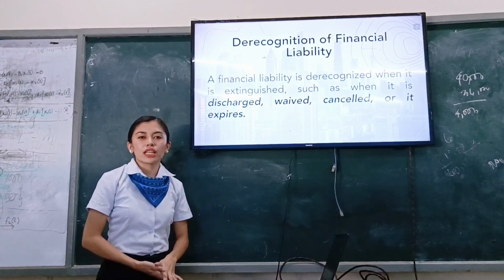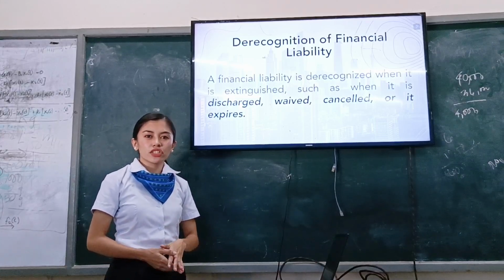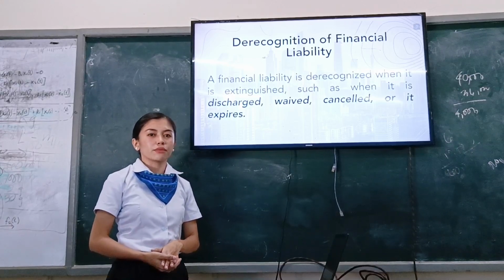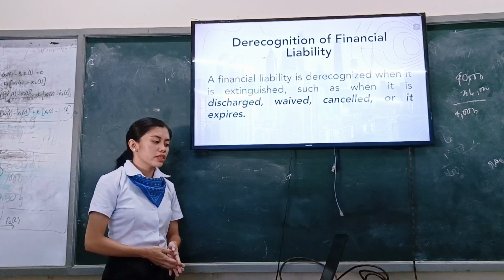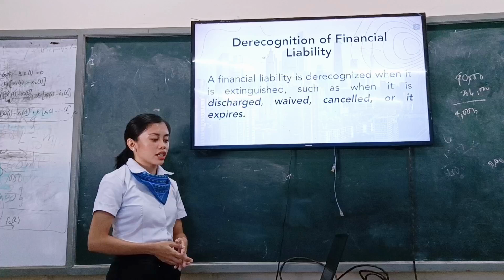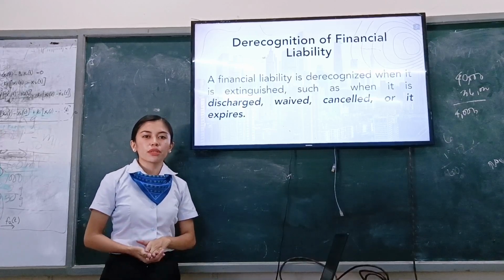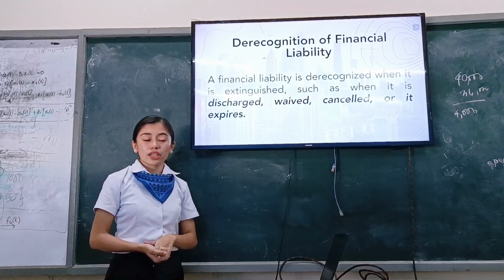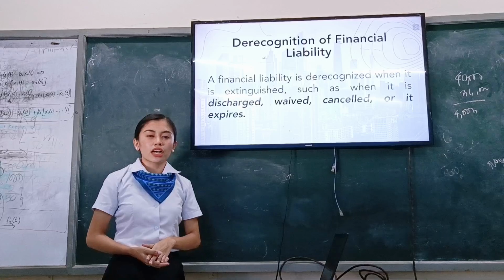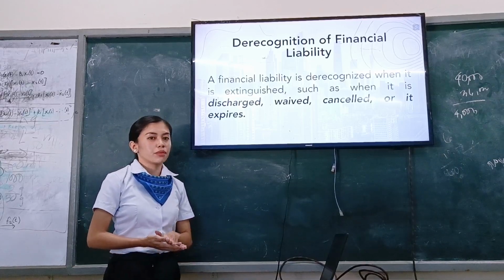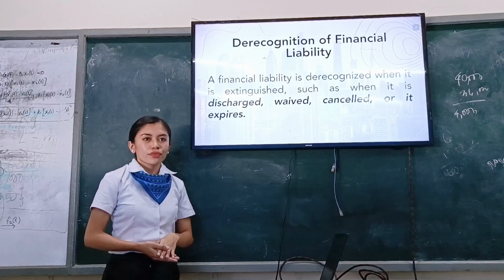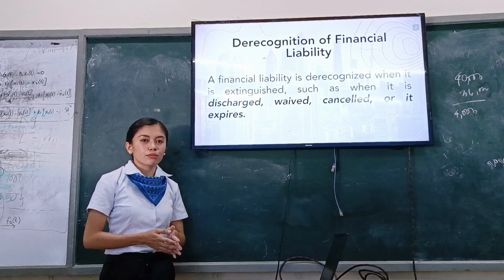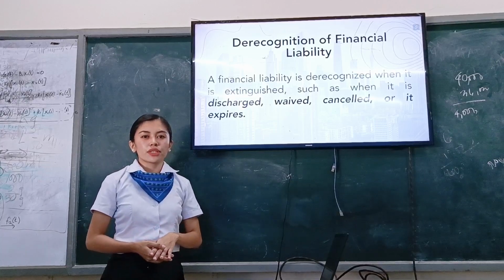So it occurs when the liability is removed from the company's balance sheet because it is no longer a responsibility of the company to settle the liability. So the financial liability is recognized when it is extinguished, such as when it is discharged, meaning the liability is fully settled by paying off the debt, or when it is waived. So the creditors agree to forego the debt, meaning the company is no longer obligated to pay the liability, or when it is cancelled. So the liability is legally or contractually cancelled, or when it is expired. So the liability lapses due to the passage of time.